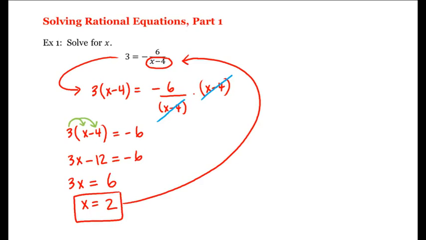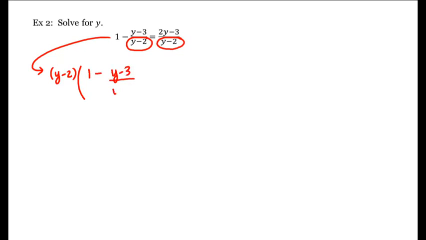All right, let's look at another example. Let's solve this equation for y. Again, we'll begin in a similar way and multiply both sides of the equation by this denominator here, y - 2, which gives us (y - 2) times [1 - (y - 3) divided by (y - 2)] is equal to (y - 2) times (2y - 3) divided by (y - 2).